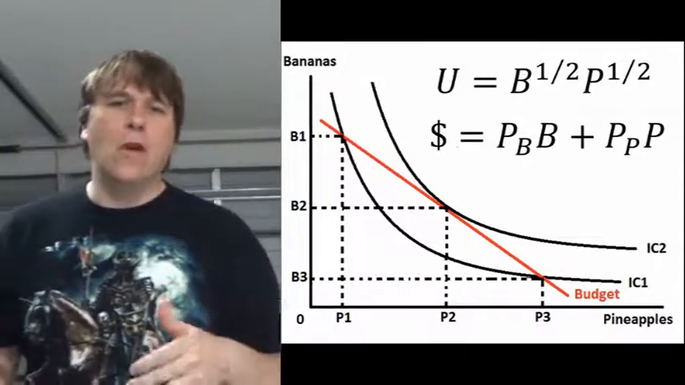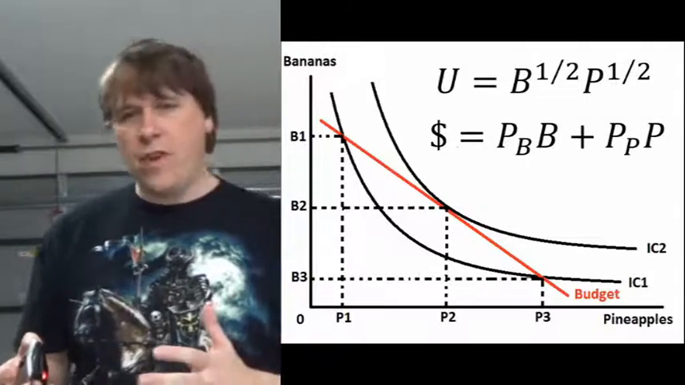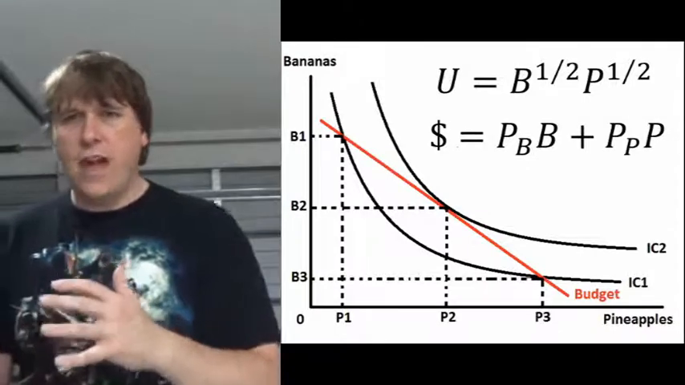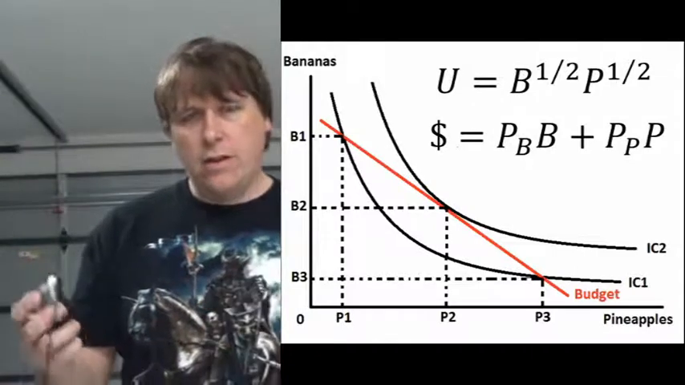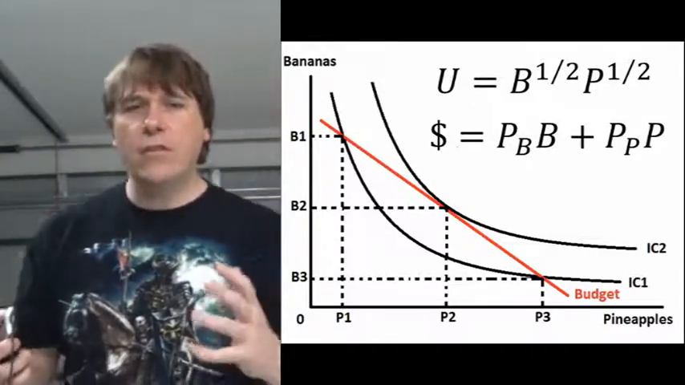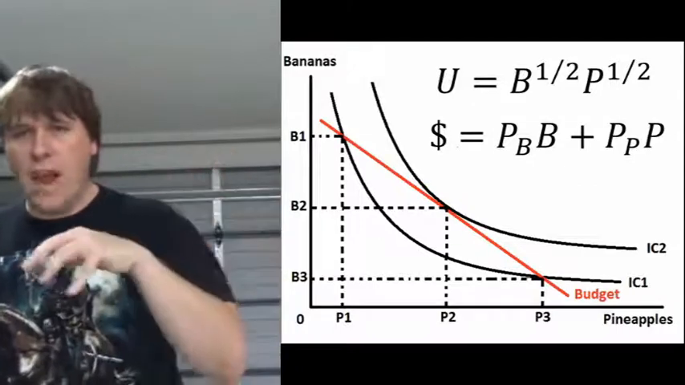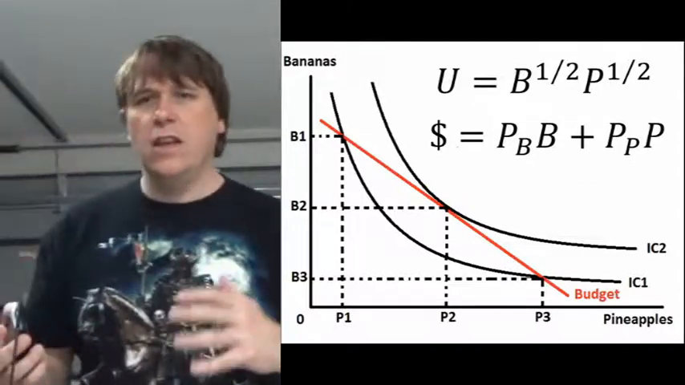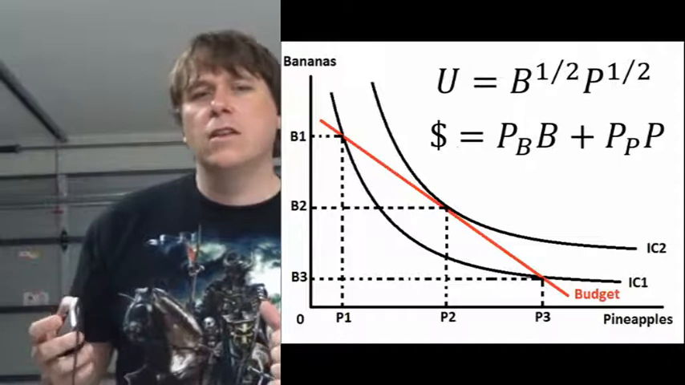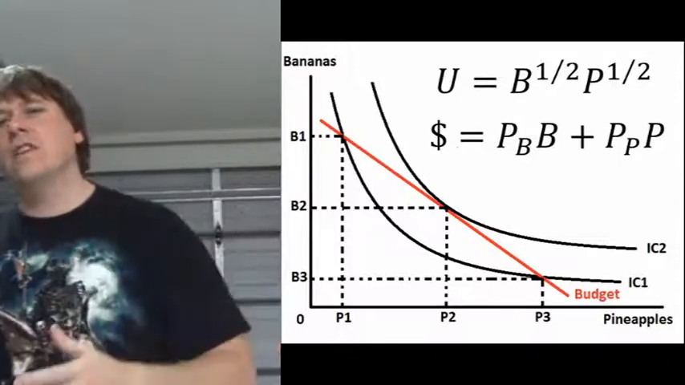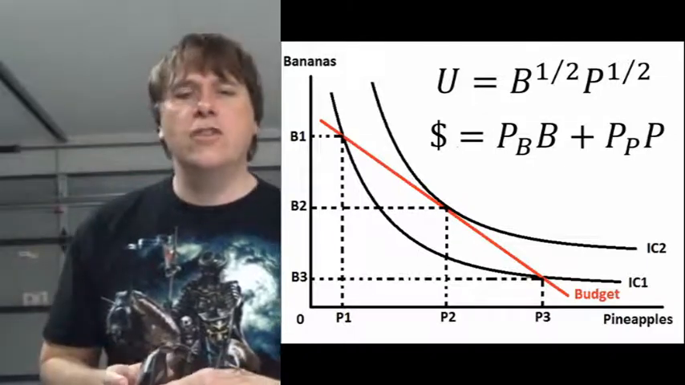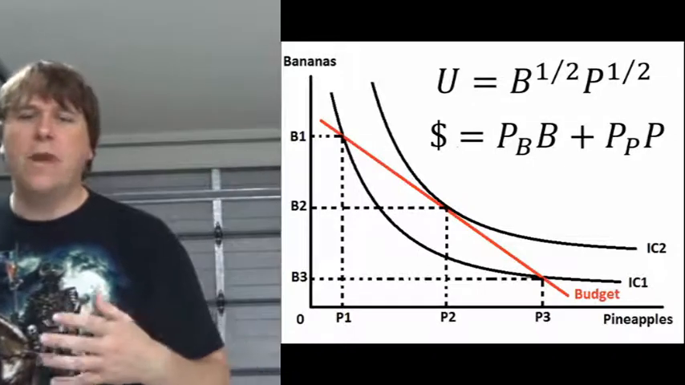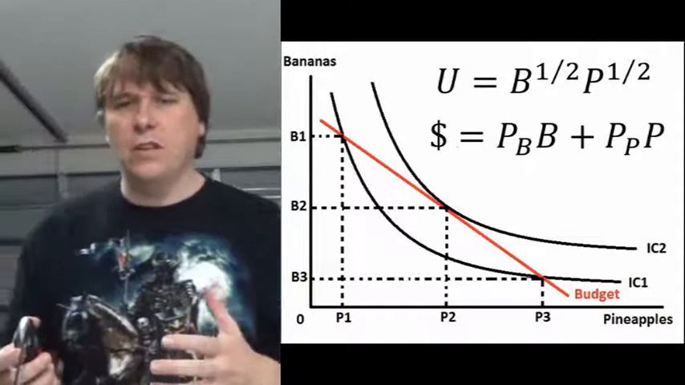So every combination on that gives you 12 utils. For example, B3 of bananas and P3 of pineapples, those quantities give you that level of utility. Or it could be B1 and P1. Again, it would give you that same level of utility. So it's all the various combinations of bananas and pineapples that give you that same level of utility. In a sense, we've got an almost infinite number of indifference curves within a plane. So here I've just used 2, and that's to make a point in terms of how you maximize utility.